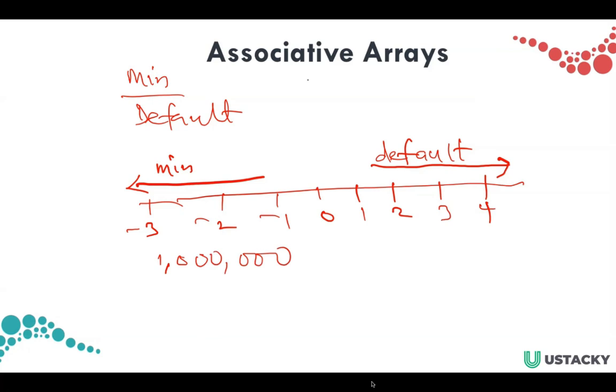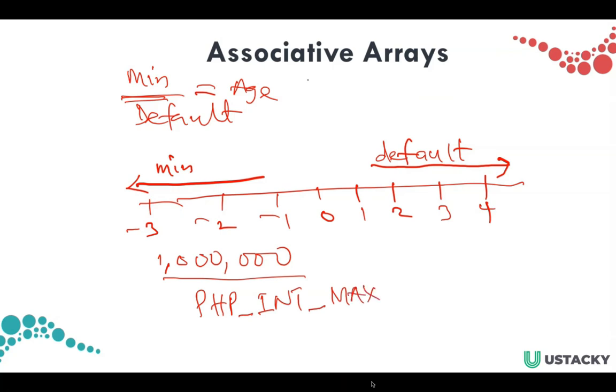So just choose a number that is extremely large and something that is not possible. In this case, assume you want to find the minimum age. Something extremely large that is not possible is something like 1 million. Otherwise, you can also use the largest integer in PHP, which is PHP int maximum. And the value of this is plus, this time around, 2 billion. So with this, you can find minimum or maximum in any question we are solving.